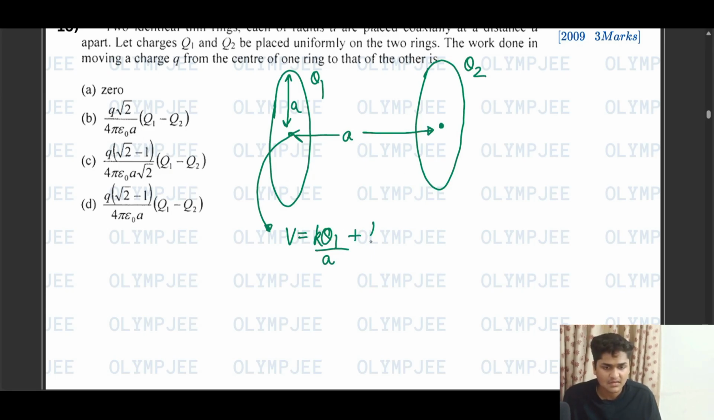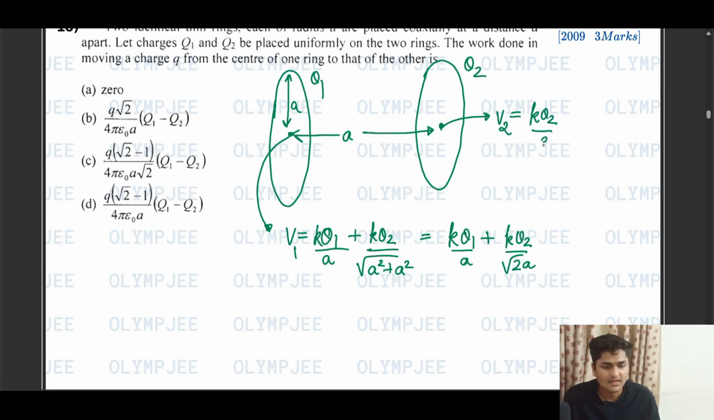k q1 by a plus k q2 by root of a square plus a square, right? Because the potential due to a ring at a point is given by kQ by root of radius square plus distance square. So a square plus a square, which will be k q1 by a plus k q2 by root 2 a. Similarly, this potential would be k q2 by a plus k q1 by root 2 a. By symmetry, I have written this.